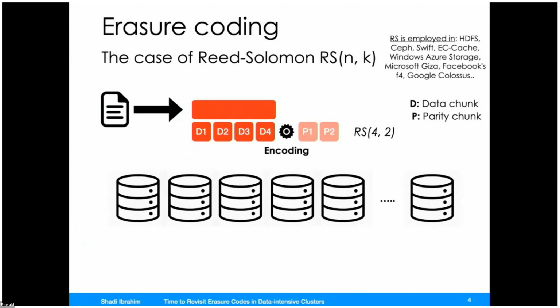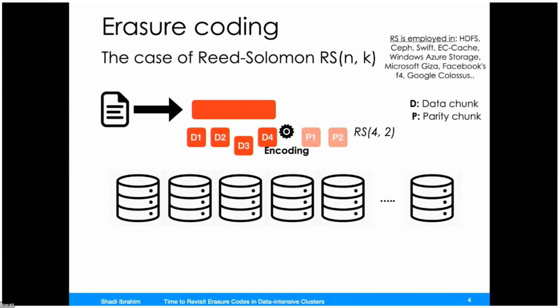Here, I will show how EC works while focusing on Reed Solomon codes, one of the most widely used EC families and the focus of our work. The block is divided into data chunks, and these data chunks are encoded to generate parity chunks. The number of data and parity chunks is configurable, and it represents a trade-off between storage overhead and availability degree.